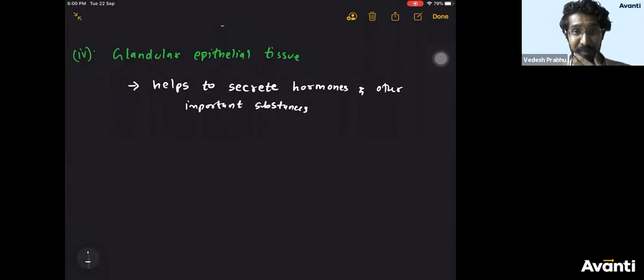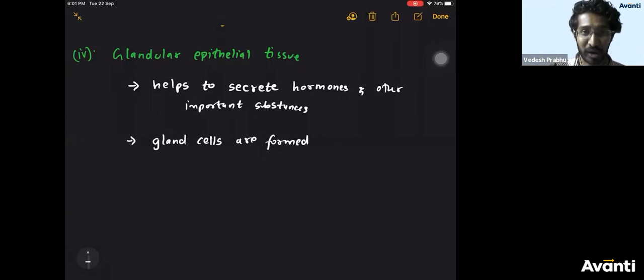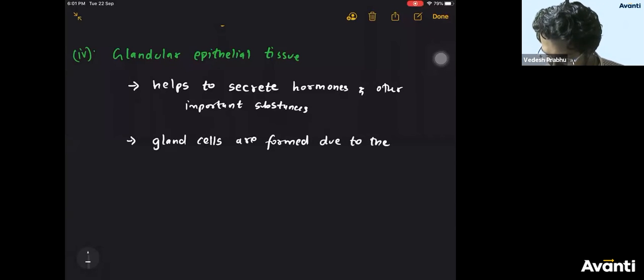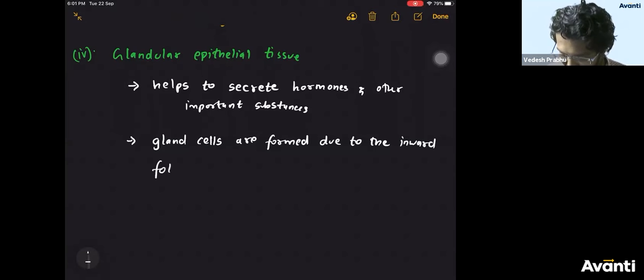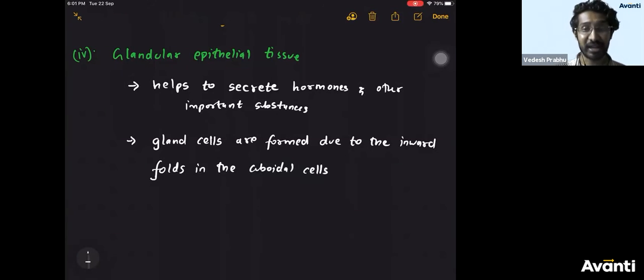For that to happen, the gland cells should be formed in this tissue. What are these gland cells? These gland cells are nothing but the folded type of our cuboidal epithelial tissue itself. I'm just going to write here: the gland cells are formed due to the inward folds in the cuboidal cells, which are present in our cuboidal epithelial tissue. How is that? I'm going to show the picture also. Once they fold, they will turn into a secreting area. That is your gland.